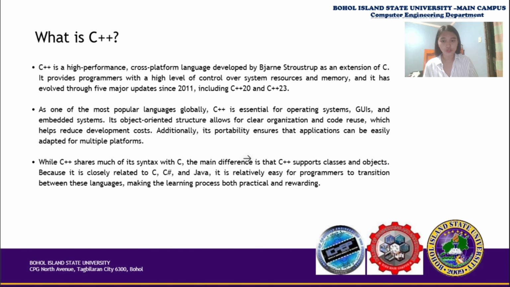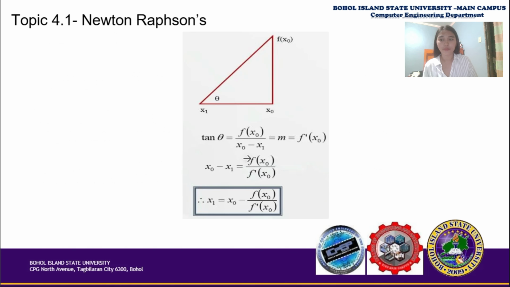Its object-oriented structure allows for clear organization and code reuse, which helps reduce development costs. Additionally, its portability ensures that applications can be easily adapted for multiple platforms. While C++ shares much of its syntax with C, the main difference is that C++ supports classes and objects. Because it is closely related to C, C Sharp, and Java, it is relatively easy for programmers to transition between these languages, making the learning process both practical and rewarding.